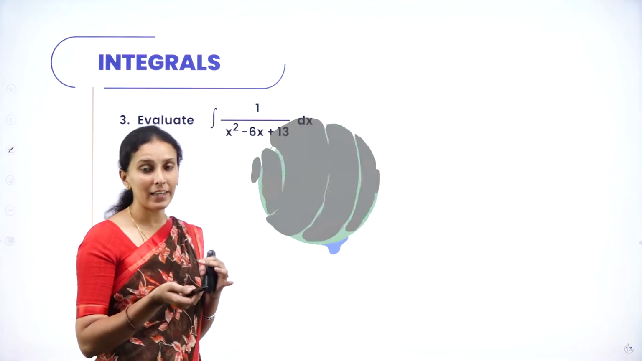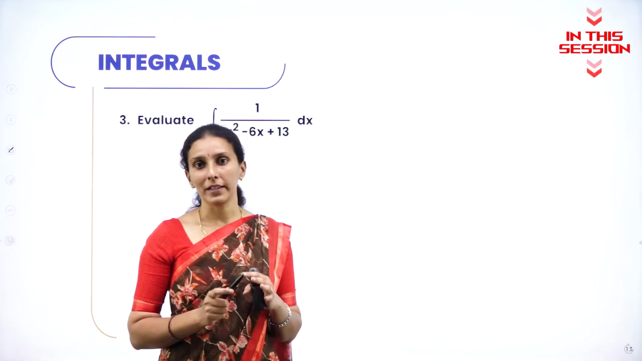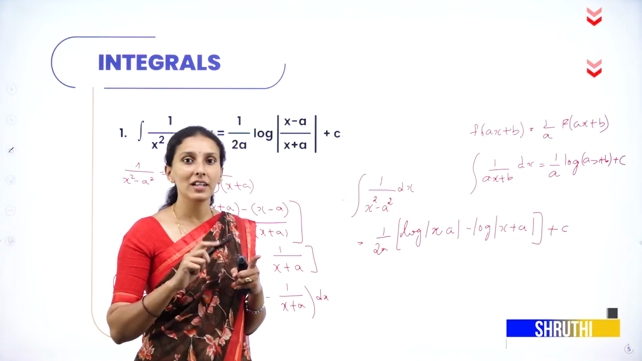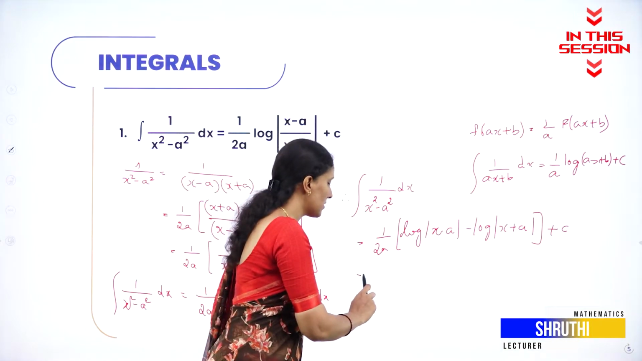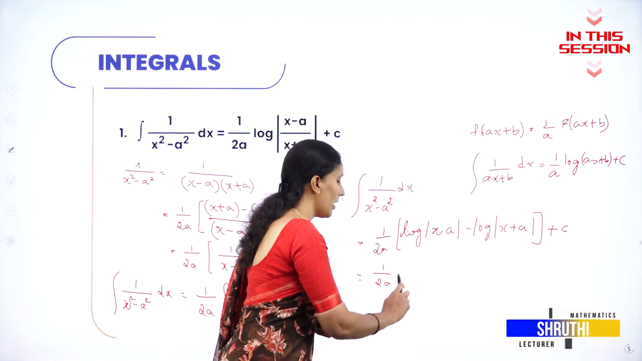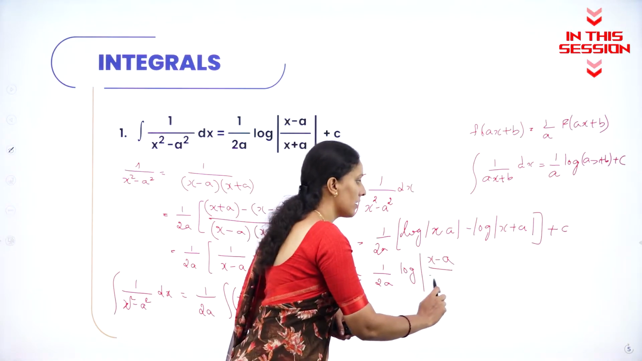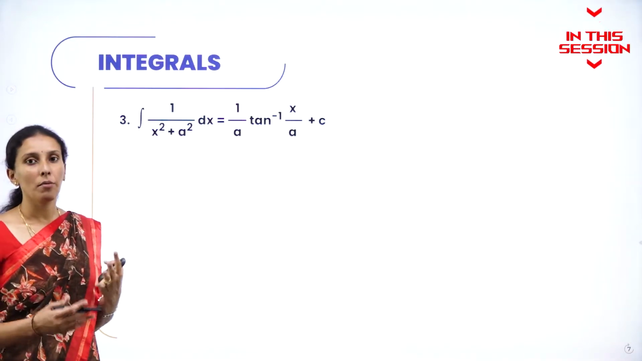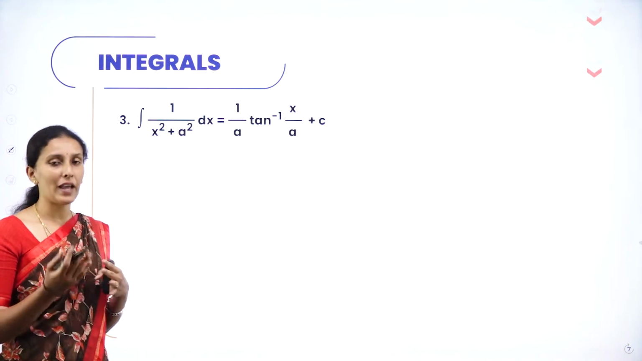Whenever any quadratic equation is given, use the completing square method and convert it into one of the standard forms. We know that log x minus log y can be written as log x by y. So therefore this becomes 1 divided by 2a log of modulus x minus a by x plus a plus c. If the integral is in the form of 1 divided by x square plus 1, we would have written it in the form of tan inverse x.